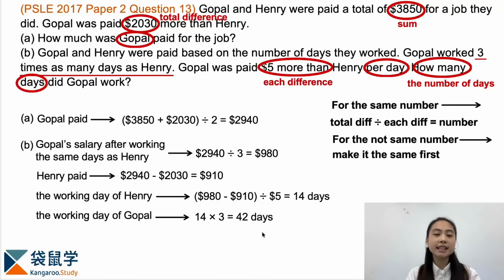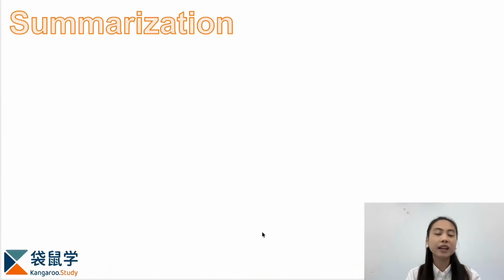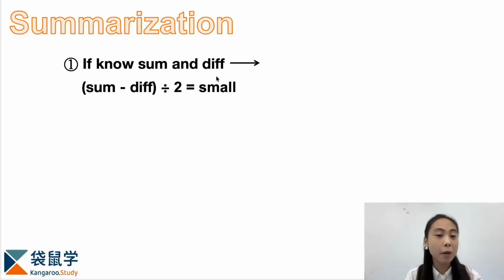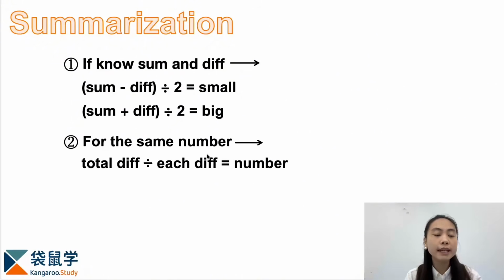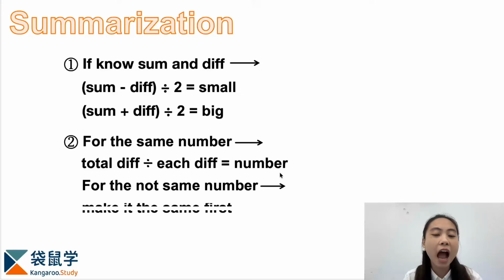Now let's summarize today's class. First, if we know sum and difference, we can use sum minus difference divided by 2 to get the small number, or we can use sum plus difference divided by 2 to get the bigger number. And second, for the same number, we can use total difference divided by each difference to get the number directly. But for the not same number, what should we do first? We should make it the same first. Okay, this is the summarization of today's class.